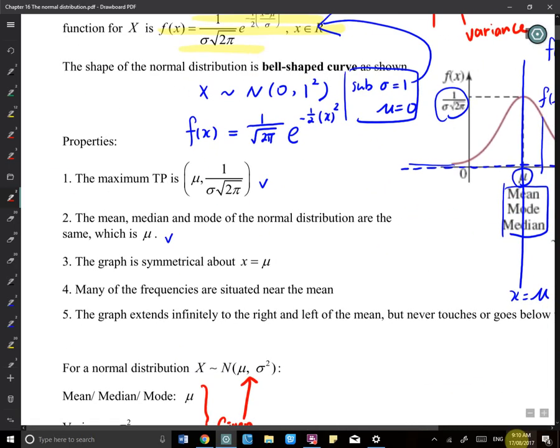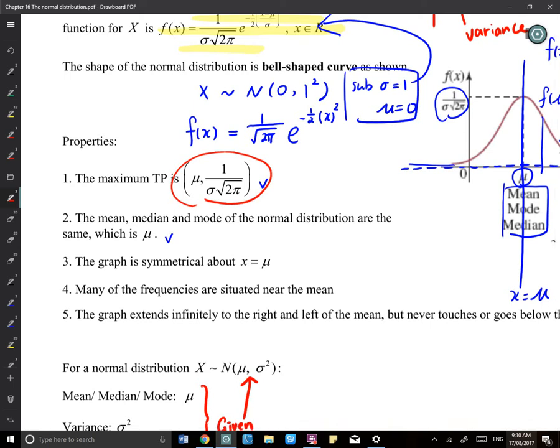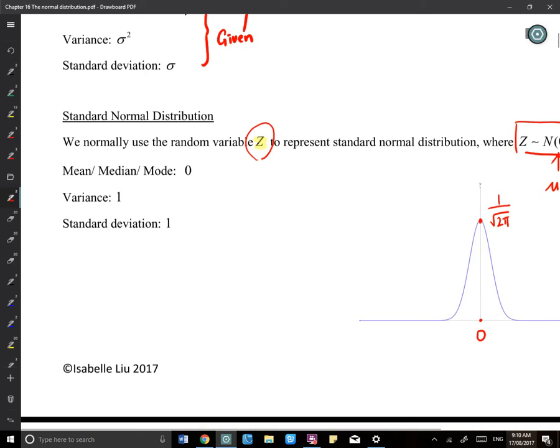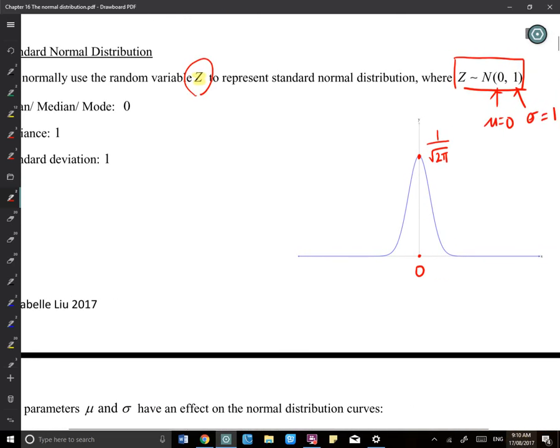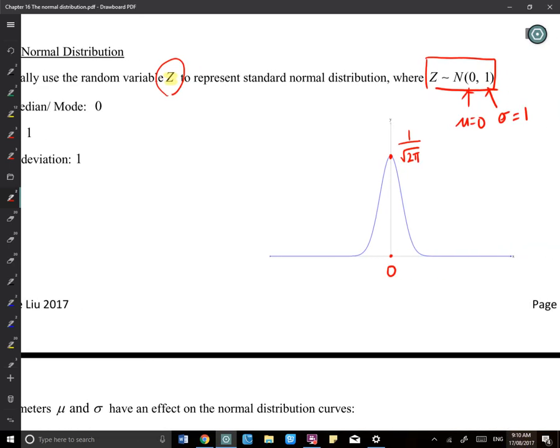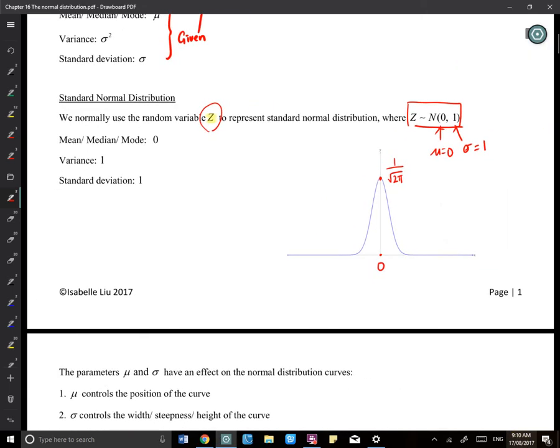Remember, the turning point exists at that point. That's why I'm asking you to remember that. Mu and 1 over sigma root 2 pi. Now your sigma is 1, so it's just 1 over root 2 pi. So to the left of 0, that's 50%. To the right of 0, that's 50%. We can't talk more about that now, but we'll talk more next lesson.